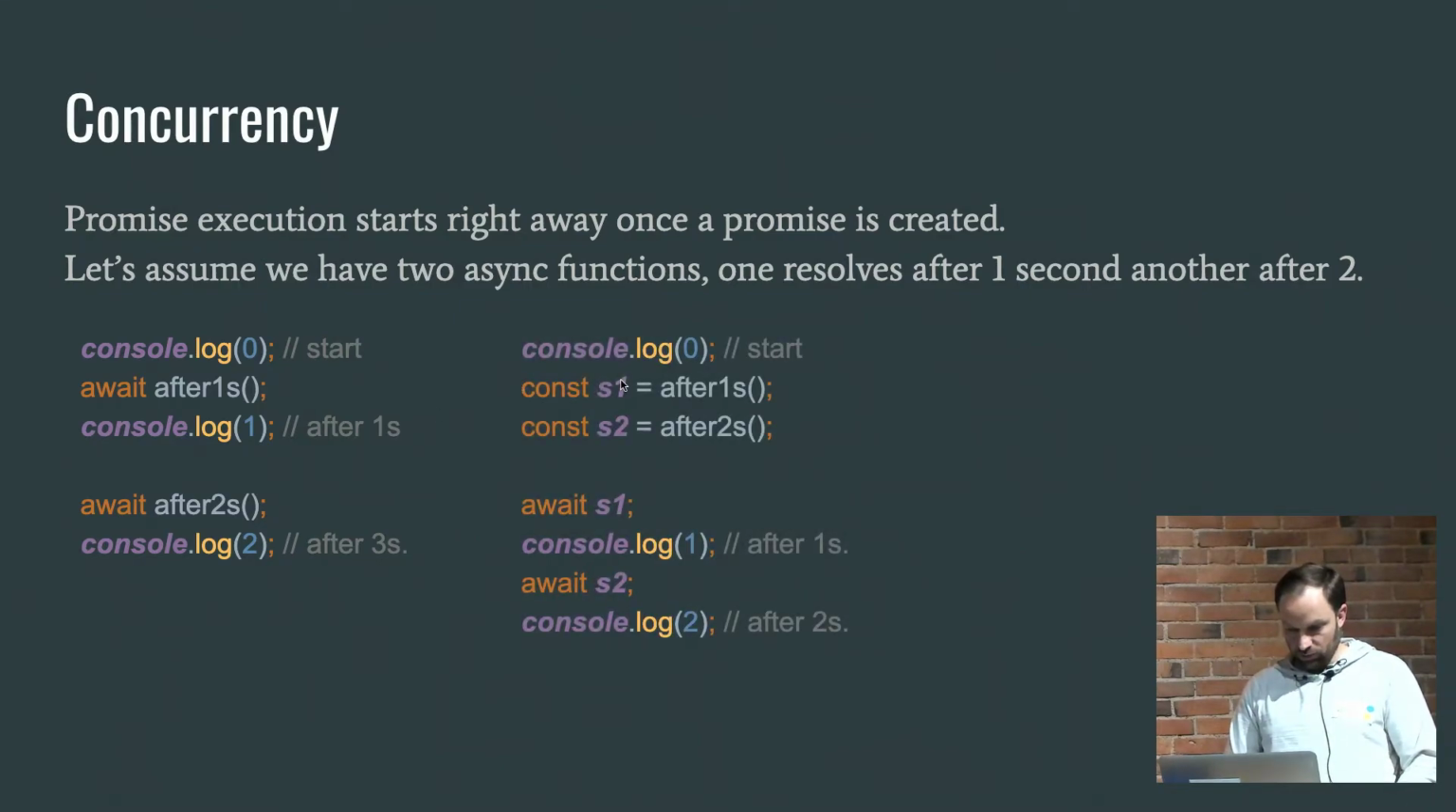The second example differs in that we create two promises here and we await later. So what will happen now: we have a start, and after 1 second the first one resolves. And once we go to the second one, it resolves after 2 seconds.